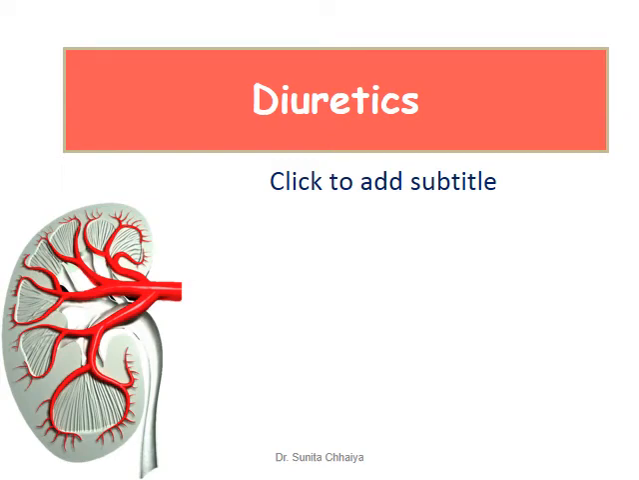Hello all. In this session we discuss the diuretics. Diuretics increase the elimination of electrolytes and water from the kidney by interfering with reabsorption processes at different segments. To understand the mechanism of action of diuretics, you must recall the renal physiology. So we can start with a brief outline about the renal physiology.